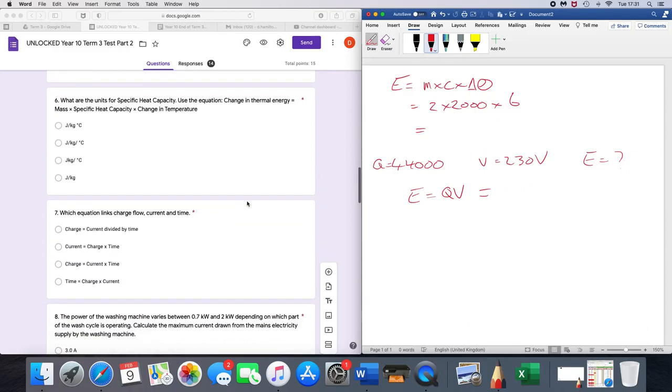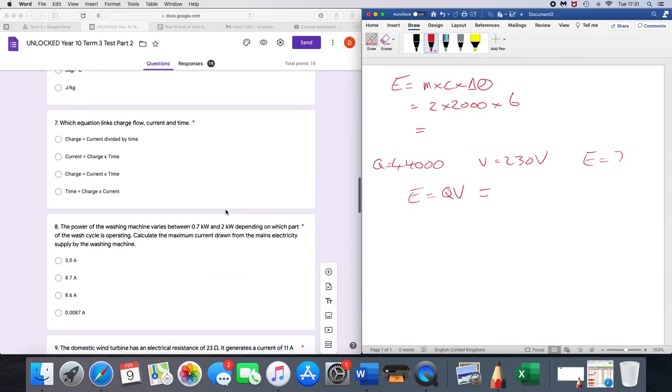Question 6. What are the units of specific heat capacity? Well, joules per kilogram degrees C, you need to know that, so the answer is A. Which equation links charge, flow, current and time? You should know that. Q equals IT. Question 7, the answer is C.